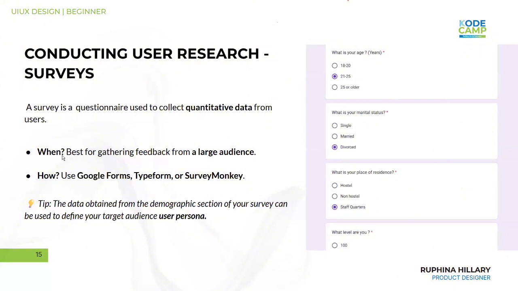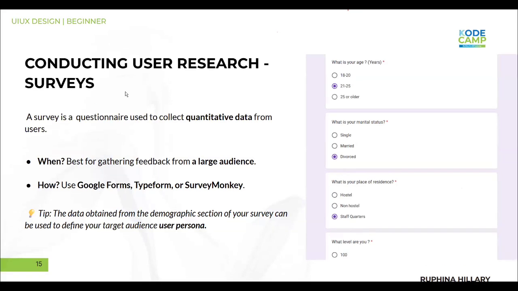So now, tip: the data obtained from the demographic section of your survey can be used to define your target audience user persona. If you remember, every piece of information that we are gathering from the empathize phase would be defined. Empathize will just give you a lot of scattered information, but at the define phase, we make meaning of it, make sense of it. So now, when you're carrying out a survey, you ask people questions like, what is your name? What is your age? What's your marital status? Your place of residence? This would help us.